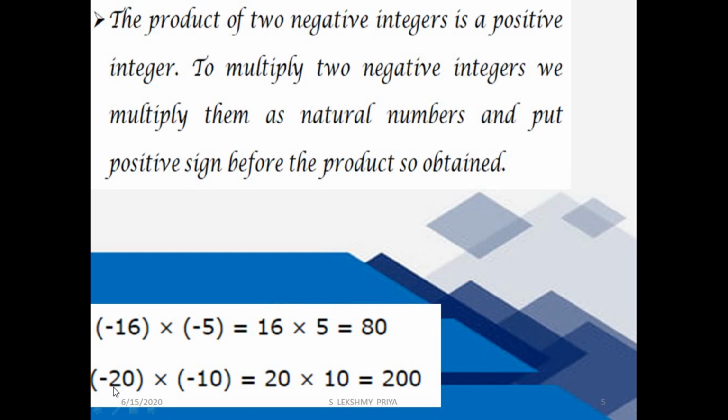Next is negative 20 times negative 10. The answer is 200. Positive 200. So, to multiply two negative integers, we should multiply them as natural numbers and the sign will be positive.